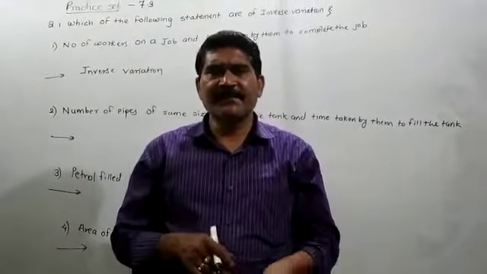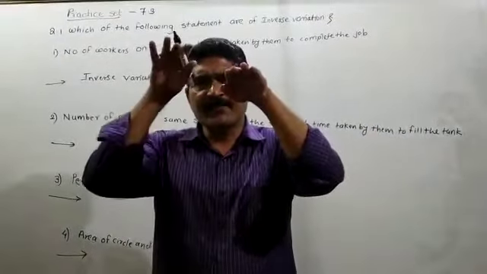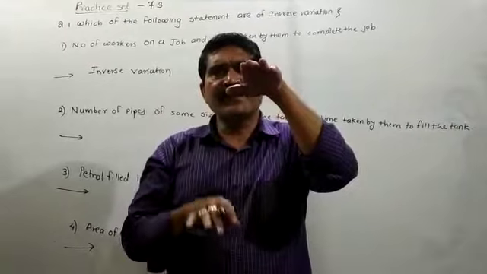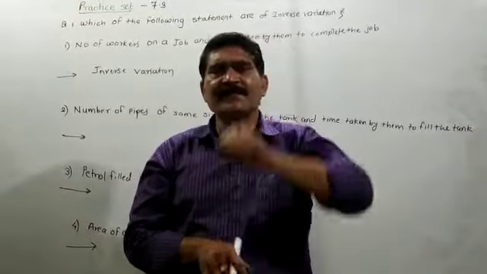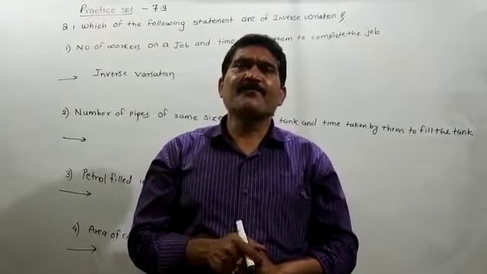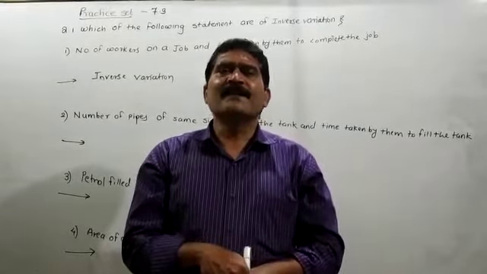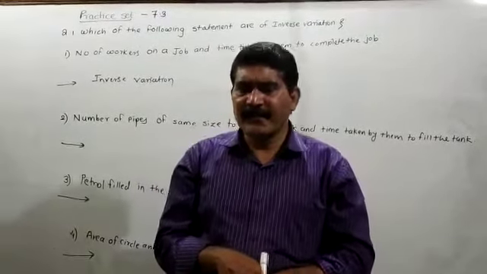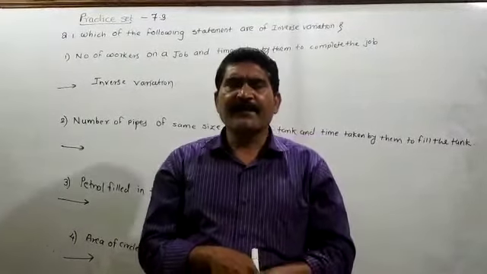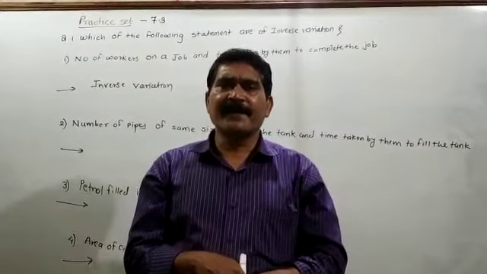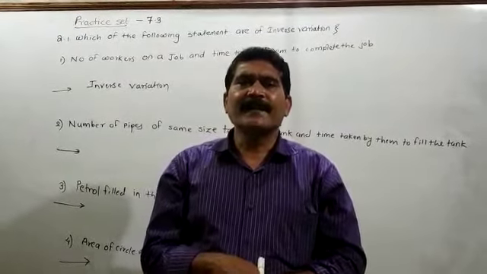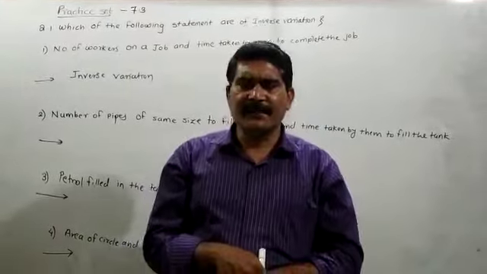Inverse variation means when one quantity increases, another quantity decreases, and when one quantity decreases, another quantity increases, but the product of the two quantities remains constant. It's called inverse variation. So here some examples are given, and according to that, you have to identify whether they are direct variation or inverse variation.